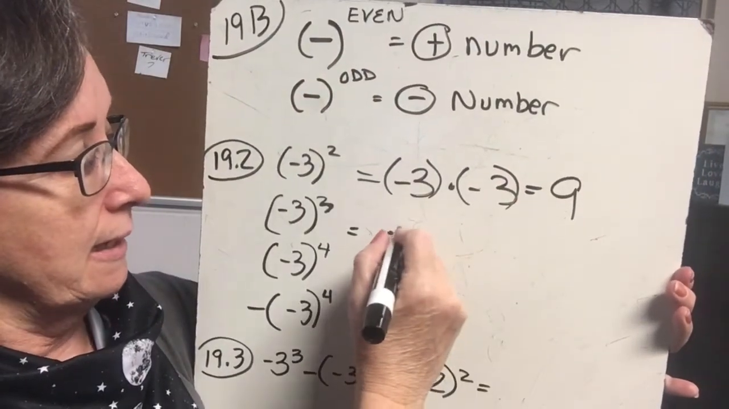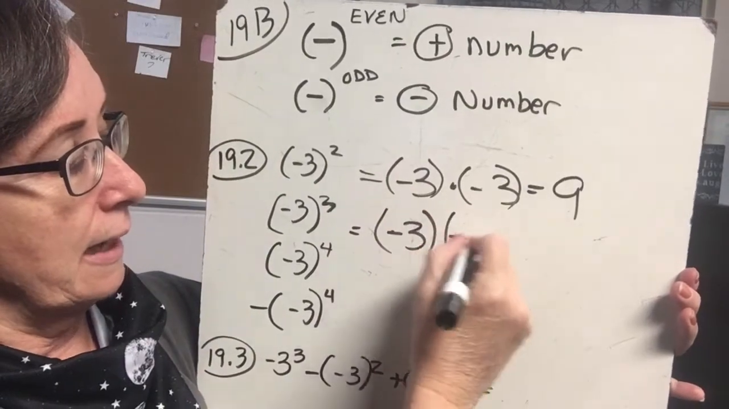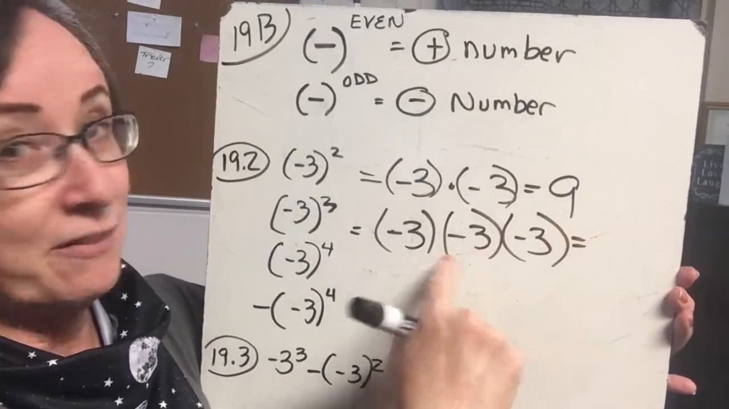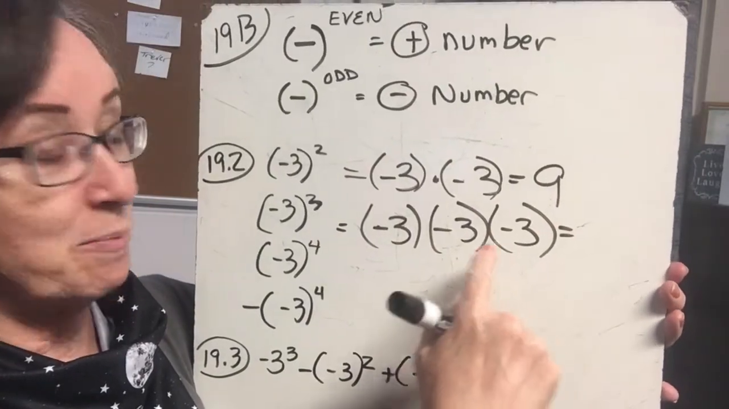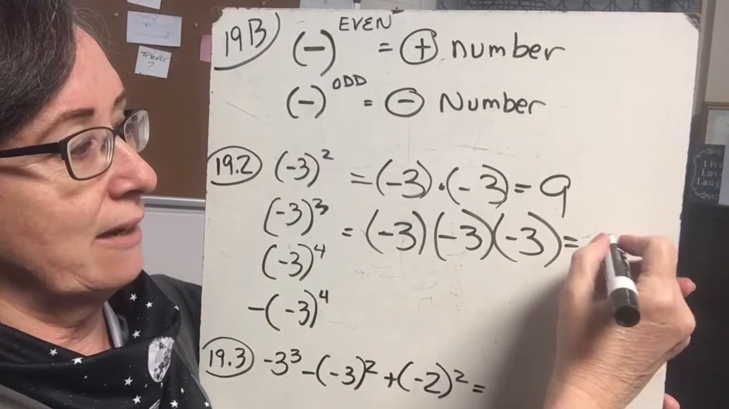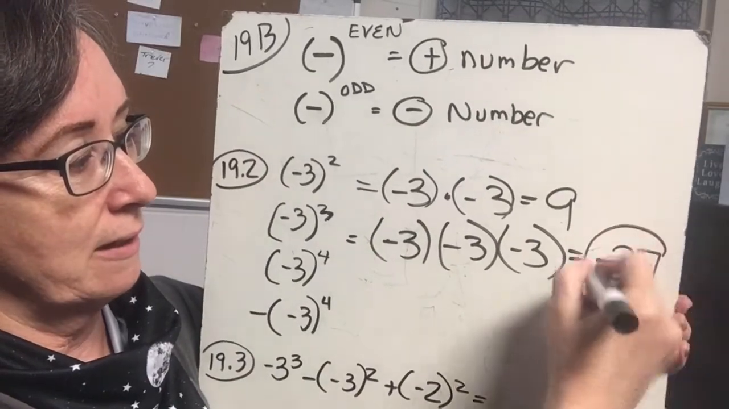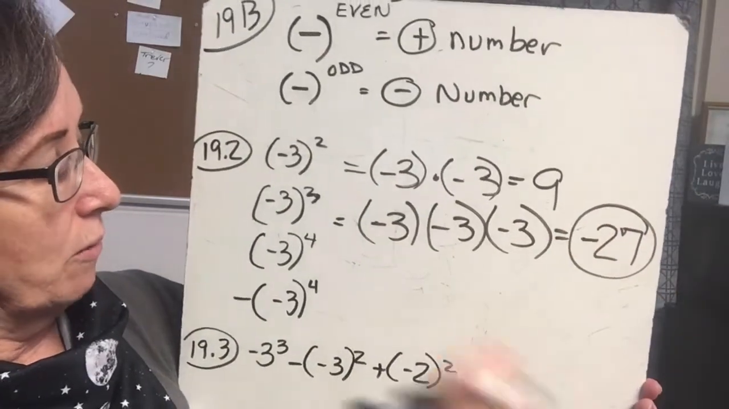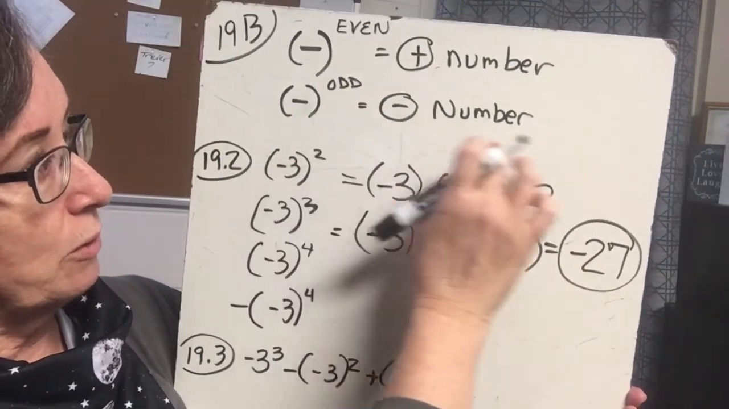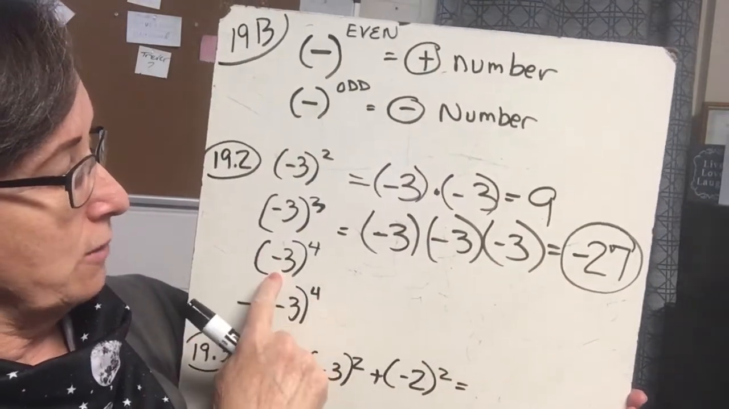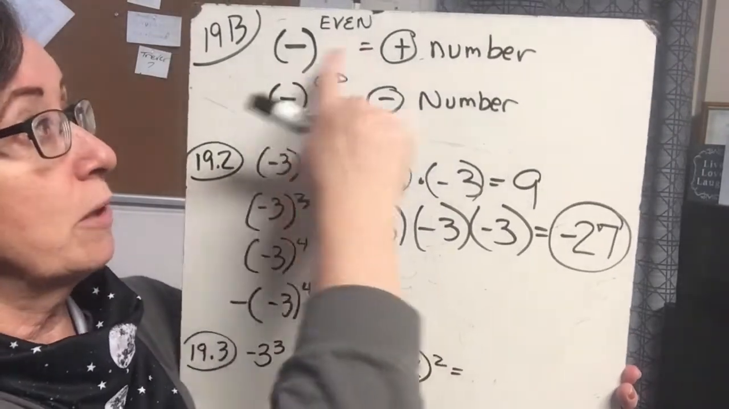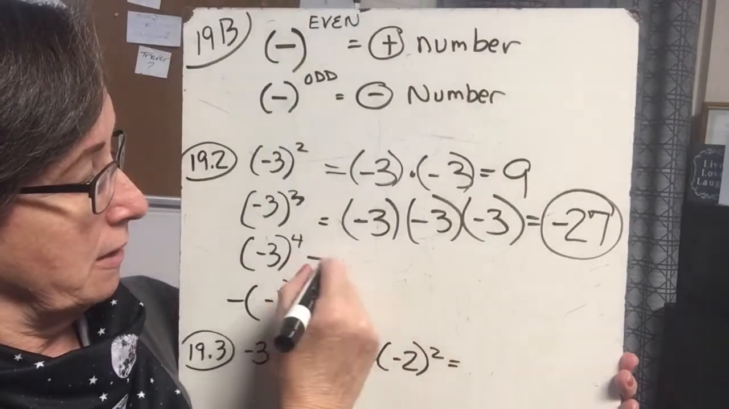Let's see. Negative 3, negative 3, negative 3. Negative times negative is positive, but then positive times negative is negative again. So we get negative 27. Okay, so we ended up with a negative number as we were told we would in our rule. So here's a negative base raised to an even number, therefore we should get a positive number result.